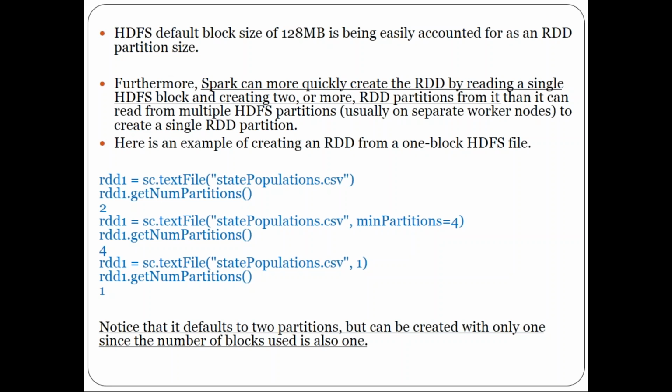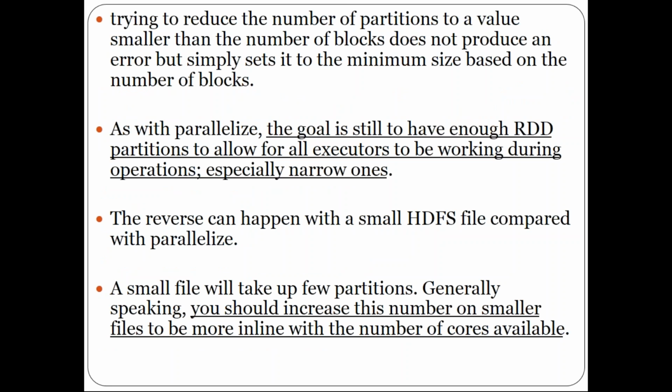Now, here we are going to create an example, creating an RDD from an HDFS file. First thing, you are getting two partitions. Second thing, you are getting minimum partitions equal to 4. And third thing, you are getting minimum partitions of 1. Notice that it defaults to two partitions, but can be created with only one since the number of blocks is also 1. That's what I was trying to tell you. Minimum starts with 2, but you can also change it to 1 if your file has only one block. That is the difference you are seeing here.